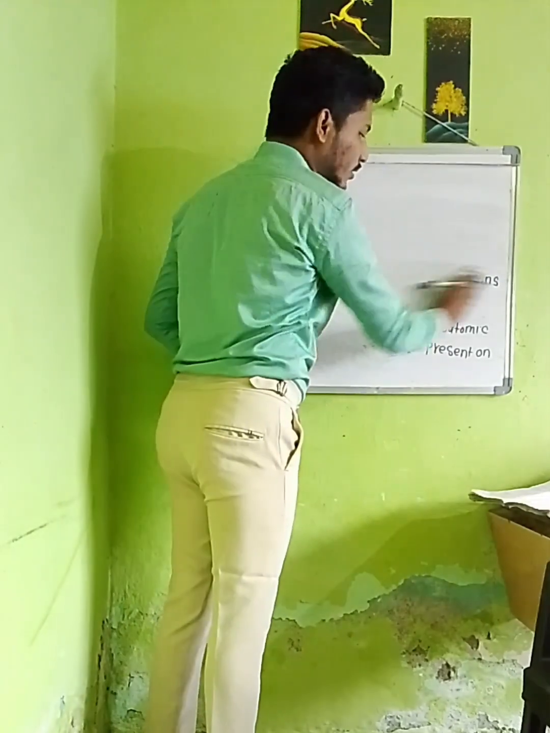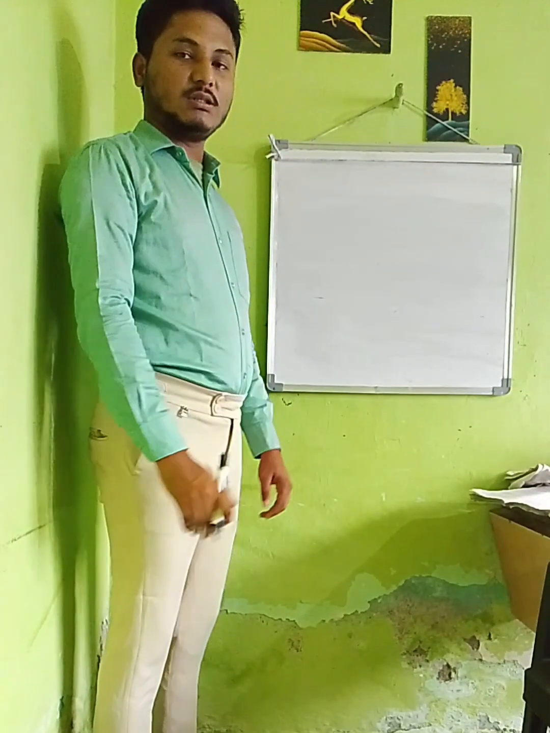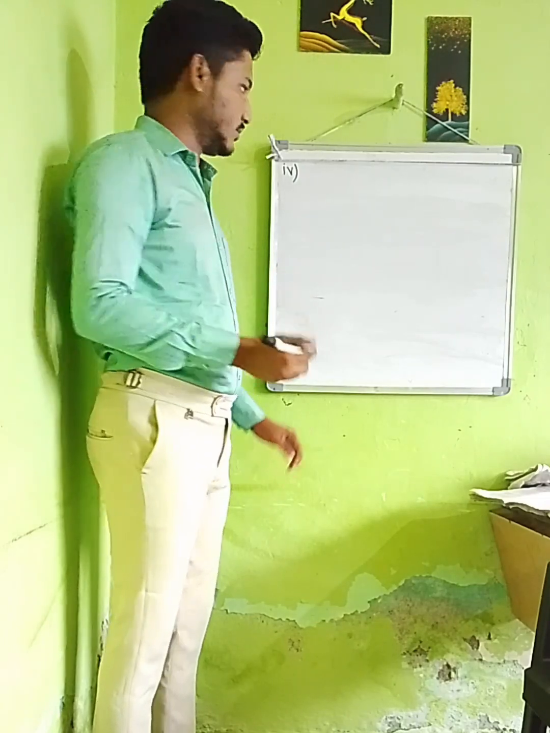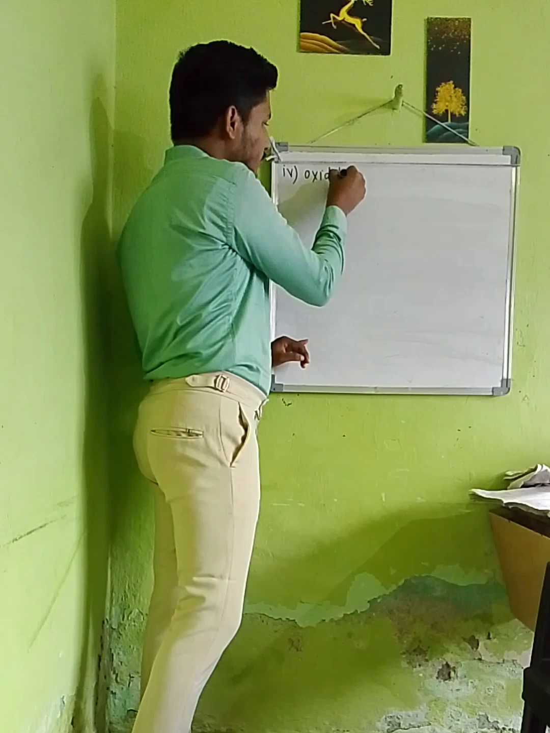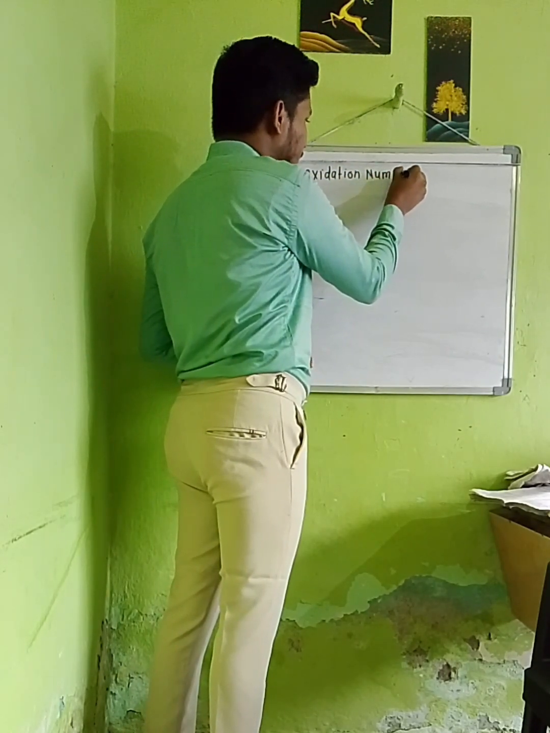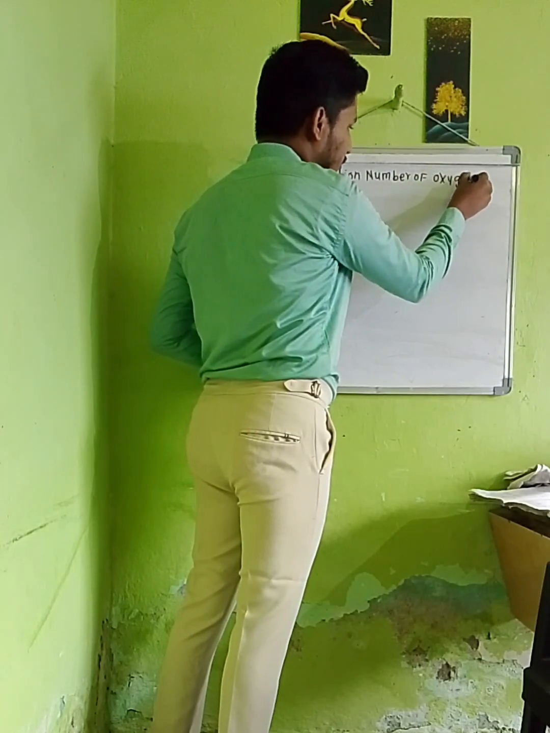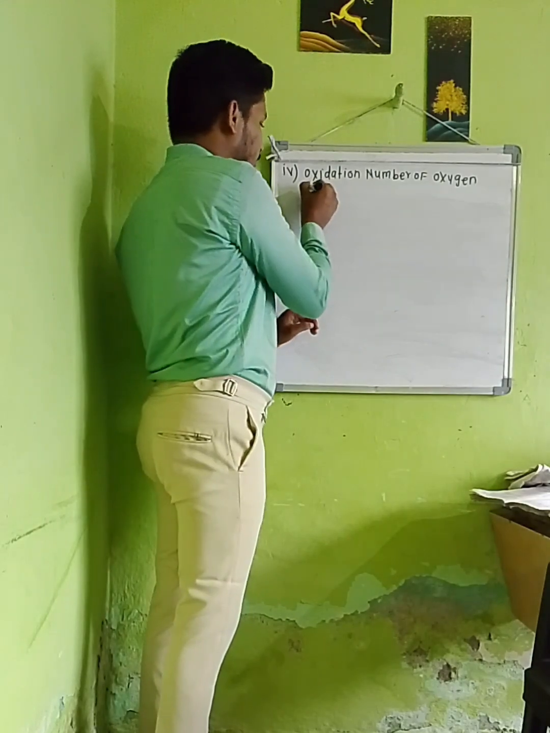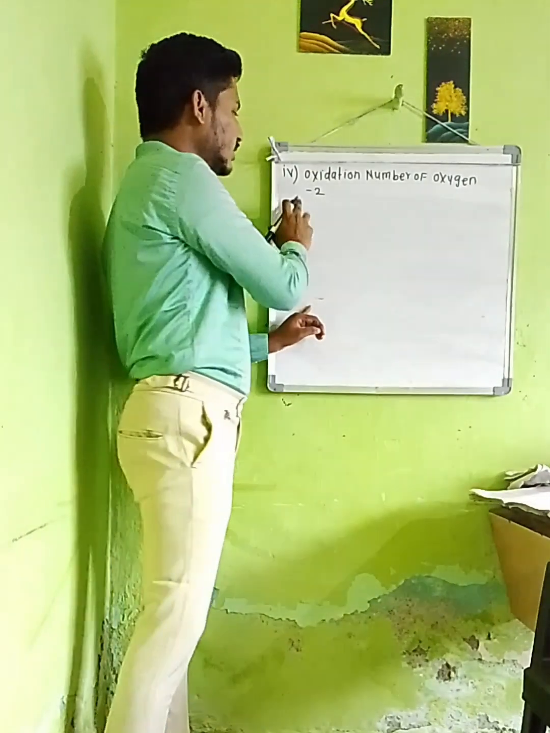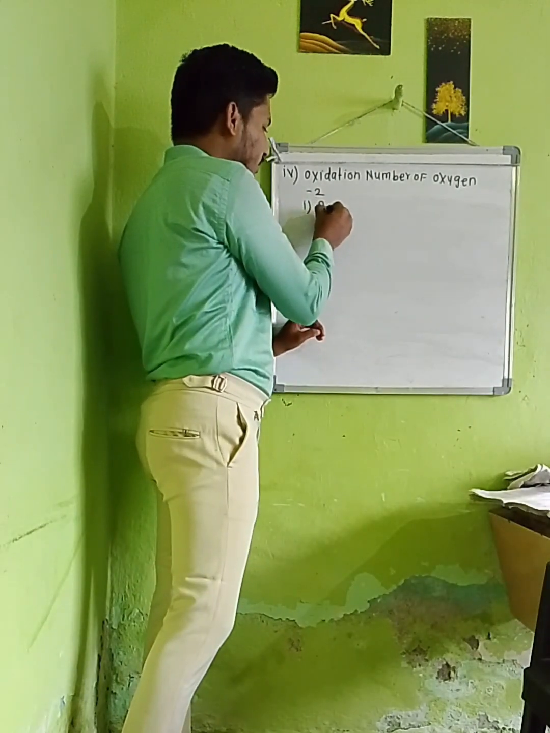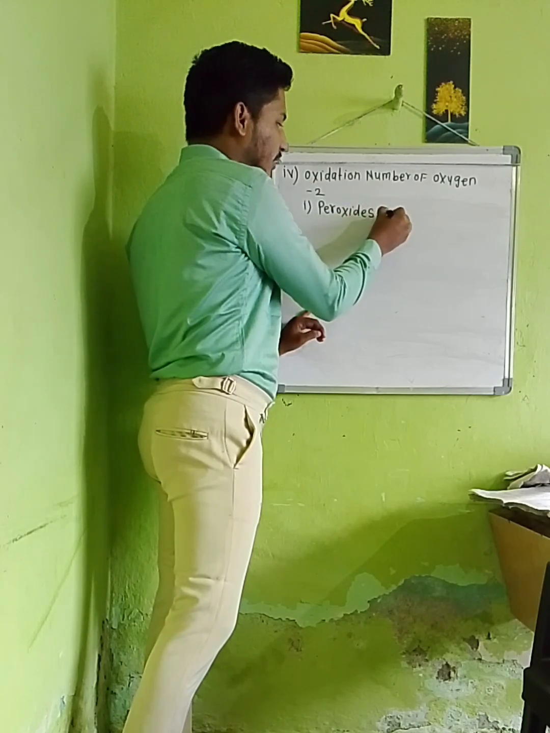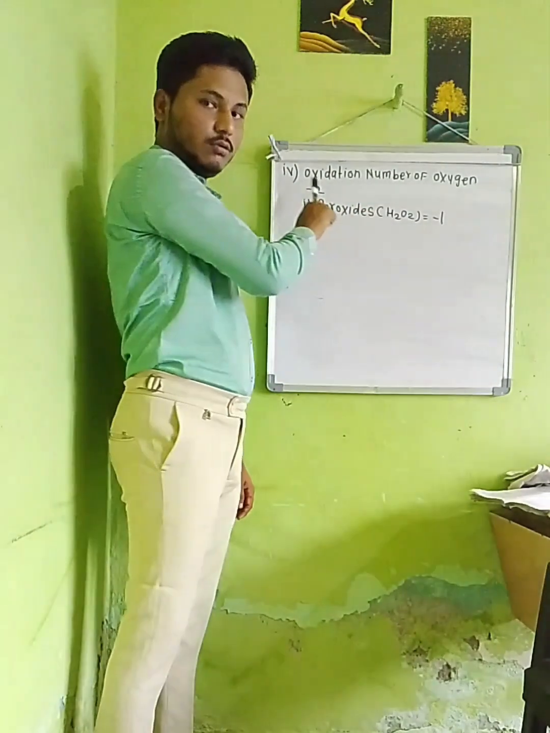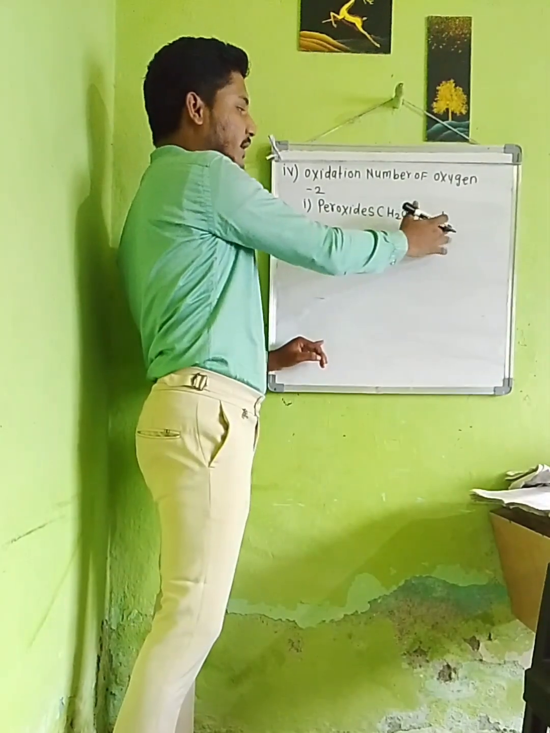Now the fourth rule: the oxidation number of oxygen. Oxygen has 4 different oxidation numbers. First, in general the oxidation number of oxygen is -2, but in peroxides like H2O2, it is -1.